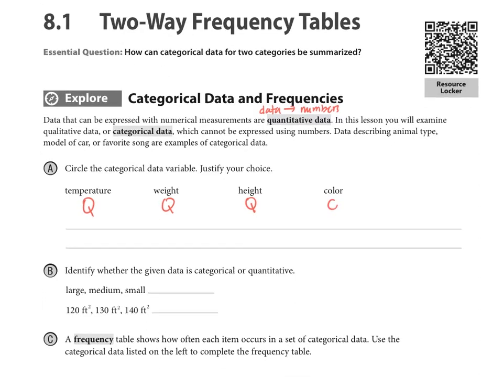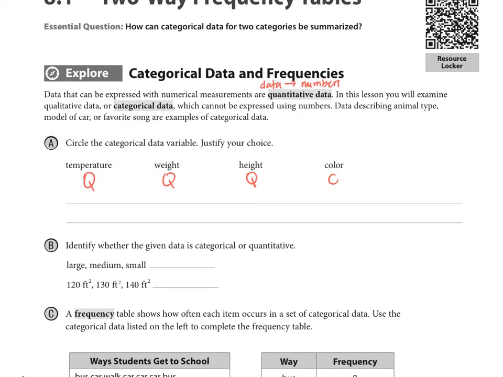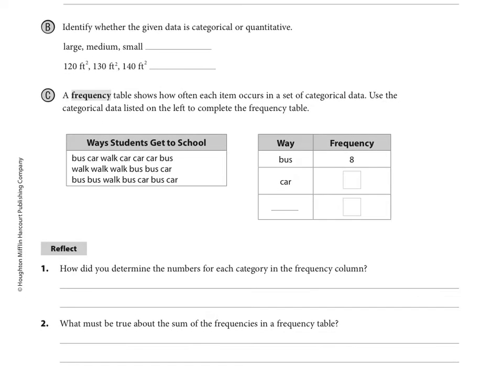The word frequency is going to be used here because we are going to be making frequency tables. And in part C, it defines it for you. Frequency is just how often something happens. So if I ask you what's the frequency of students that take the bus to school, then you're just going to count how many times they responded bus. It looks like 8 times, because I can count 8 times that bus is listed here. It looks like whoever did this survey just wrote down each response from each student.